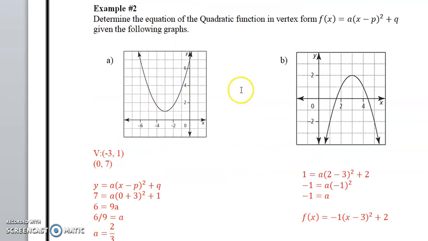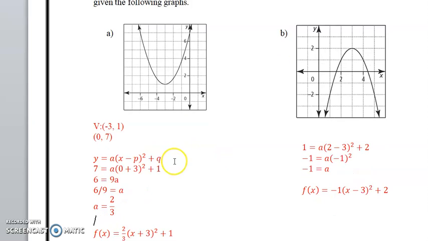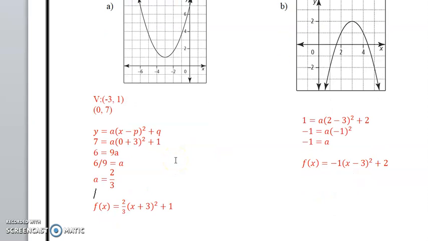So that's how to find the equation from a graph. That's it for example 1 and 2 on pages 9 and 10. In the next video, we'll finish up the chapter with 2 examples of word problems. Hope you enjoyed the video, and we'll see you again soon.